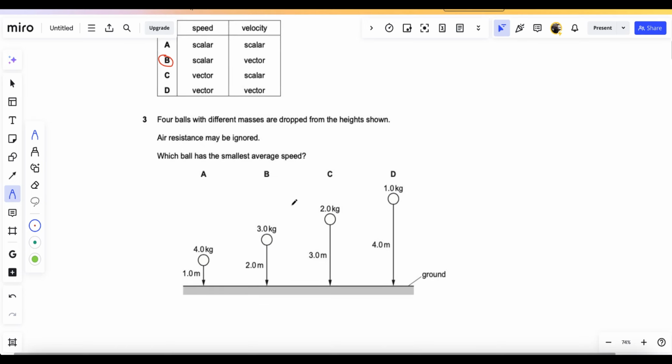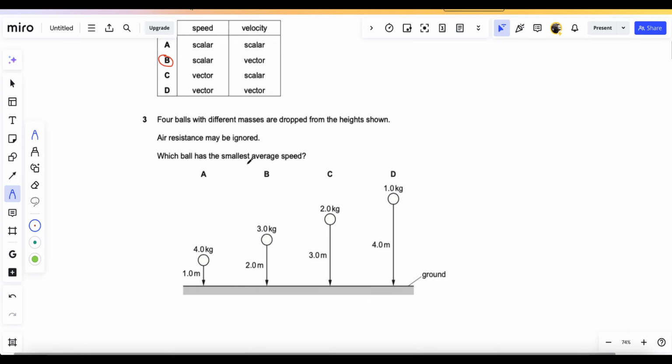Question number 3, 4 balls with different masses are dropped from the height shown. Air resistance may be ignored. Okay? Which ball has the smallest average speed?